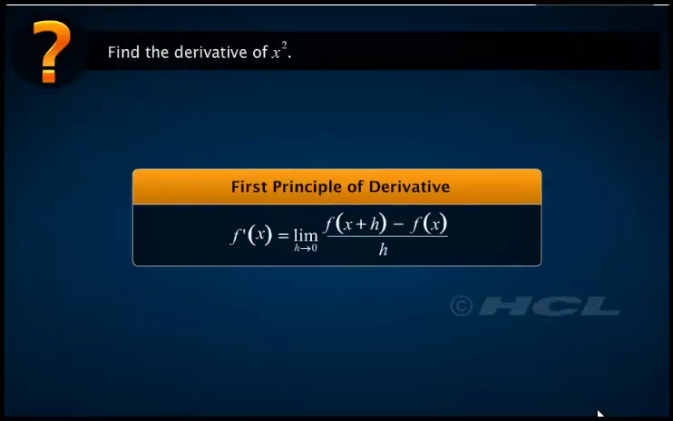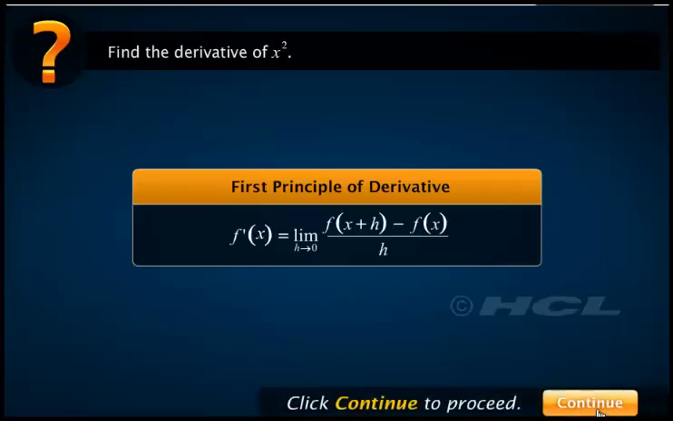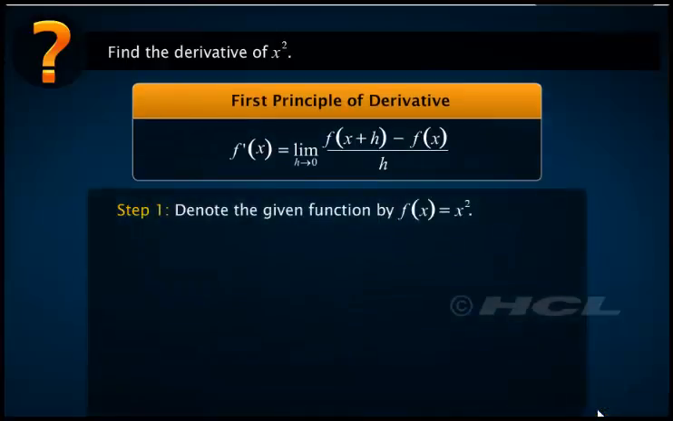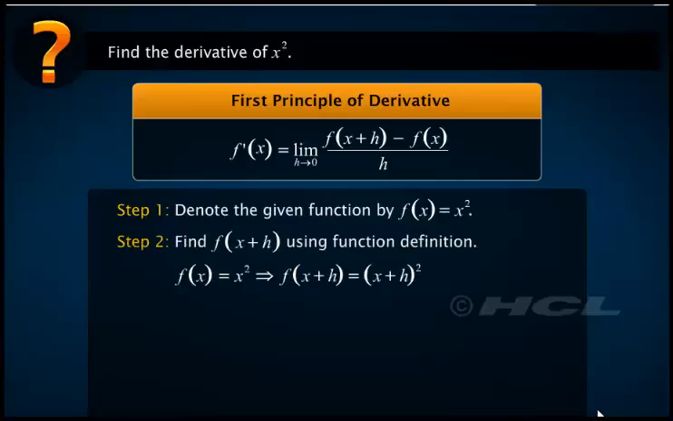Let's find the derivative function of x square using the first principle of derivative. Notice that we are finding the derivative function, not the derivative at a point. In the process of finding the derivative, we first consider the given function as f of x. Next, since there is a term f of x plus h in the formula, we find f of x plus h by replacing x by x plus h in the given function.